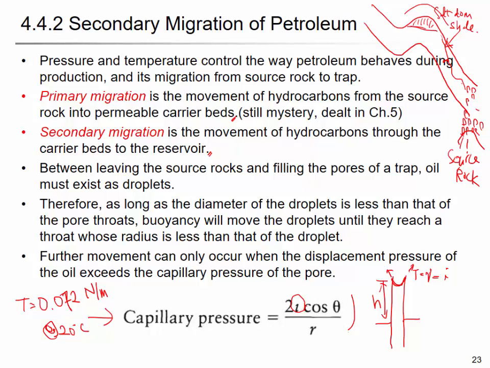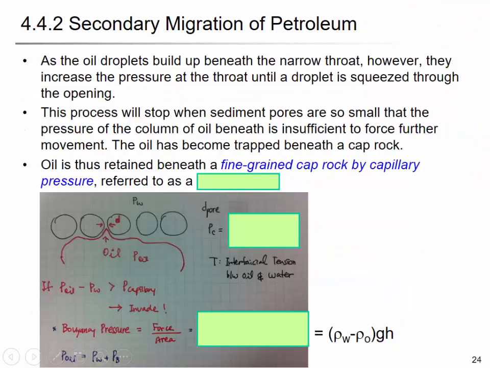And you can have different values, but still you have a surface tension between water and oil, and that affects the capillary pressure. Okay. So as the oil droplets build up beneath the narrow pore throat, they increase the pressure at the throat until a droplet is squeezed through the opening. This process will stop when the sediment pores are so small that the pressure of the column of oil beneath is insufficient to force further movement. The oil has become trapped beneath the rock.